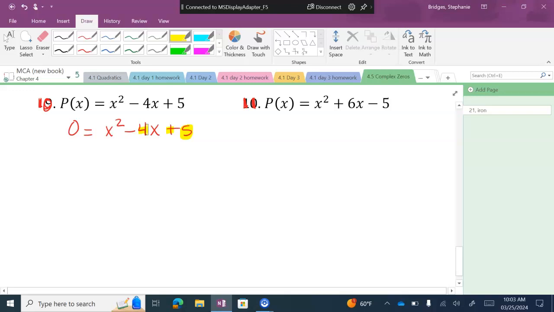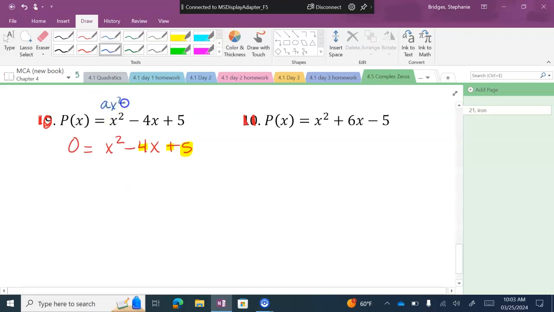5 plus 1 is 6, not 4, right? If you put a negative, then you're technically subtracting, not adding. There are no factors that multiply to give me 5 and add to give me 4, which means I am going to have to use the quadratic formula to solve this. Where do we get a, b, and c from? Do you remember?